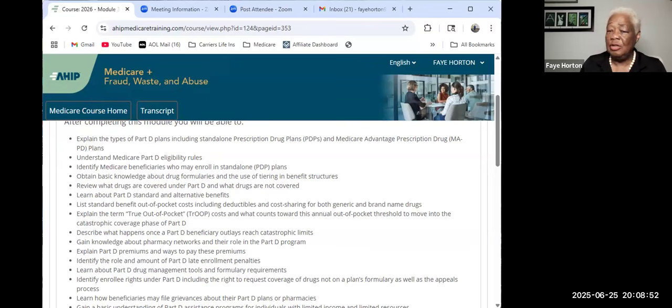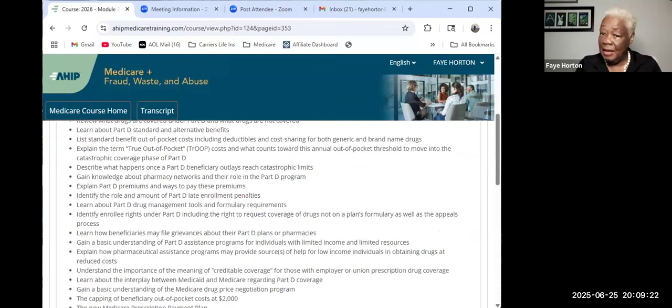Learn about Part D standard and alternative benefits. List standard benefit out-of-pocket costs, including deductibles and cost sharing for both generic and brand name drugs. We should be able to explain the term true out-of-pocket costs and what counts towards that cost. And how do you move into the threshold of the catastrophic coverage? We should be able to describe what happens once a Part D beneficiary outlay reaches that catastrophic limit.